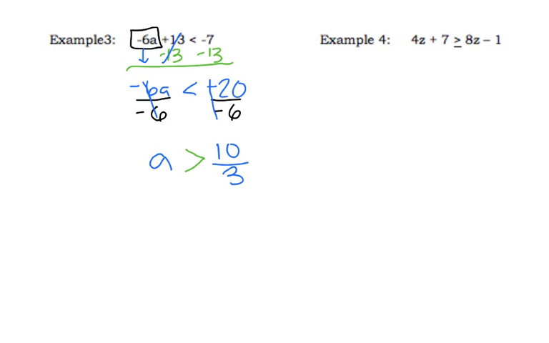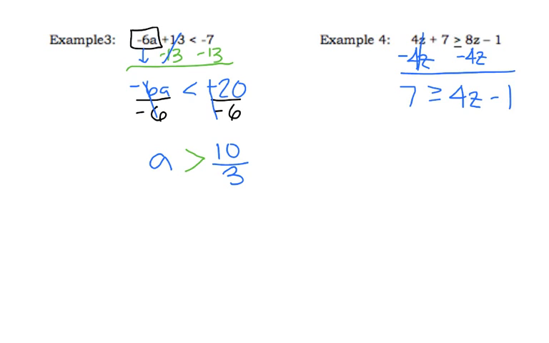All right, example 4. Notice we have variables on both sides. So we have to make sure that we get those together first, ideally. So we're going to move the smaller value, which is the 4z, and I'm going to move that 4z by subtracting 4z from both sides. That cancels out. 7 is greater than or equal to 8z minus 4z, which is just 4z, minus 1.